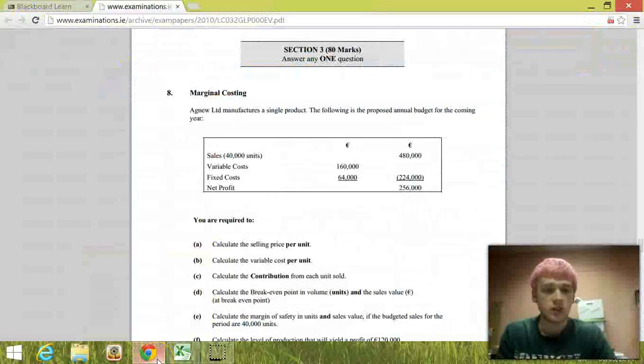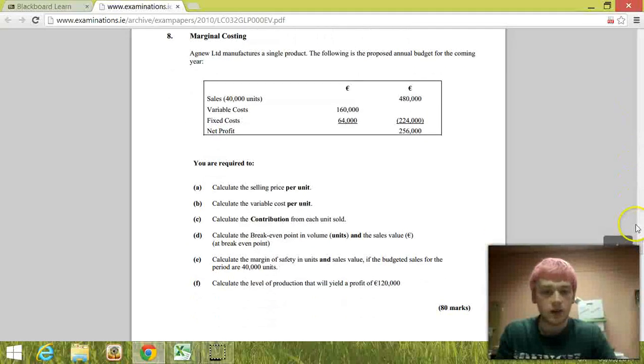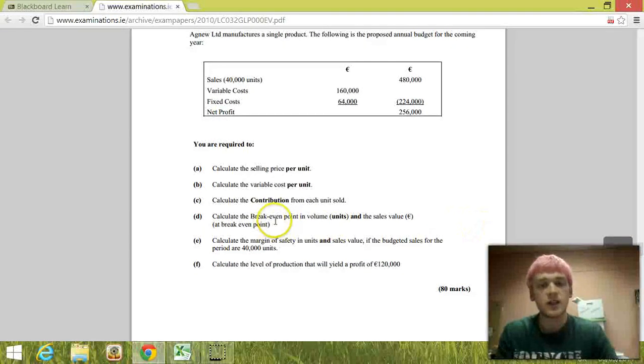So let's get back to the question. Part D says calculate the break-even point in volume, in units, and also in sales value. What the break-even point is, it's a level at which the company doesn't make a profit but it doesn't make a loss. So it basically breaks even.